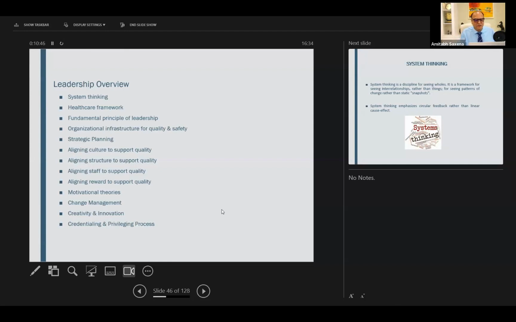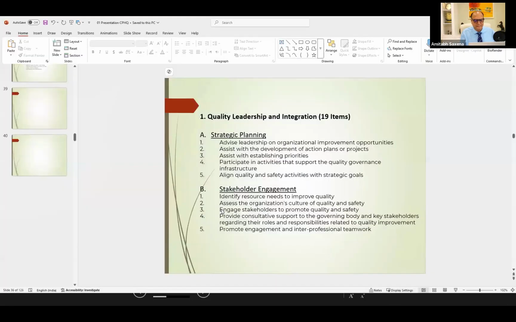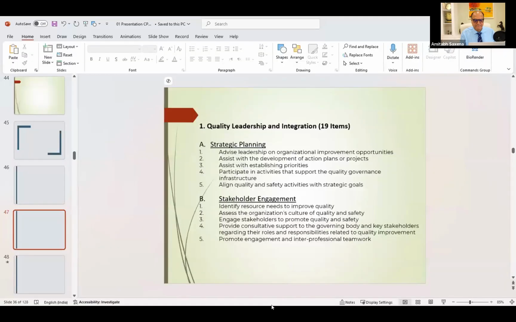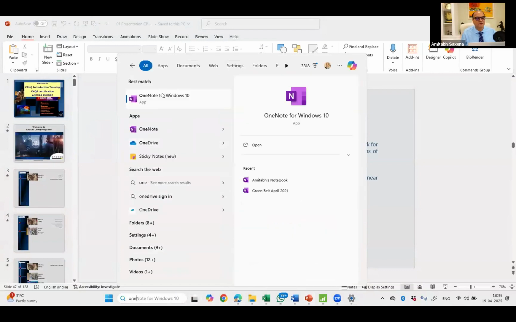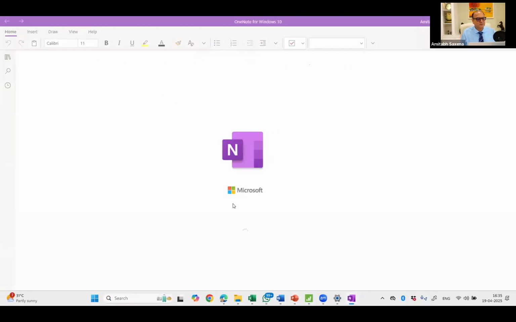See, Vilfredo Pareto was an Italian economist who found that 80%.